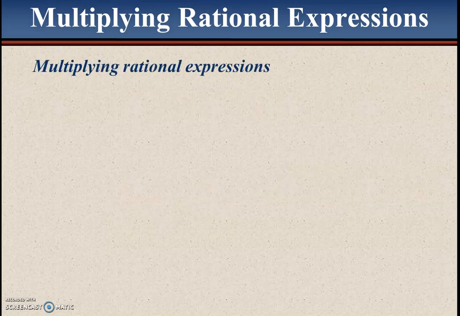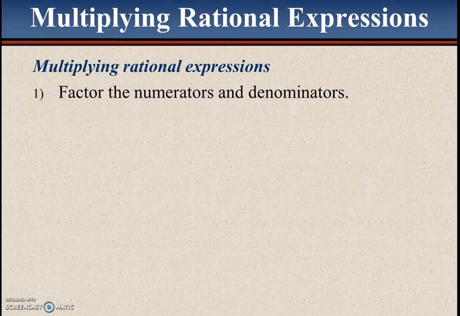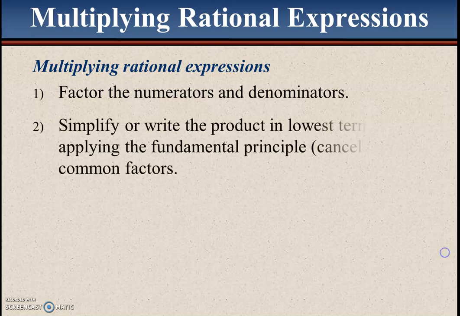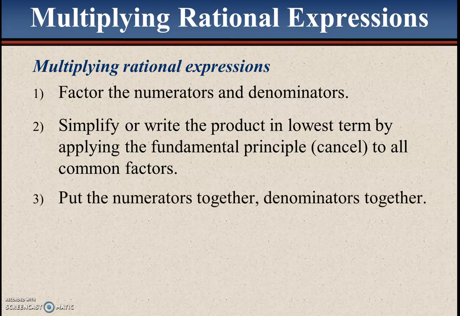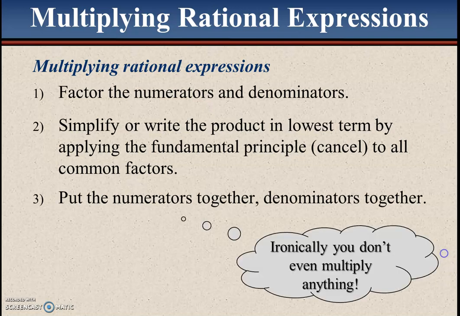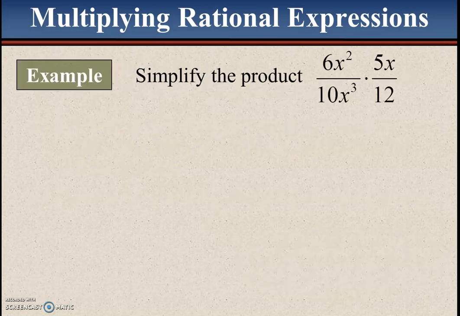So here's how we do it. I'm going to give you expressions. You're going to factor the top and the bottom. You're going to simplify by applying the fundamental principle. You're going to cancel the common factors and then just sort of group all the numerators and denominators in their locations. And ironically, you don't even end up multiplying in most of these examples. So here's an example, simplify the product.